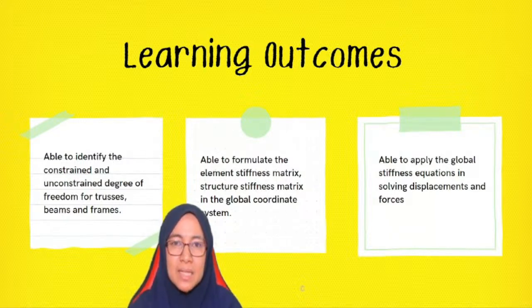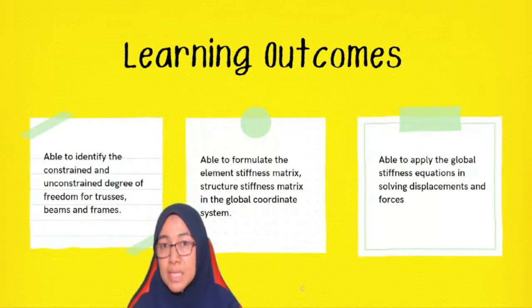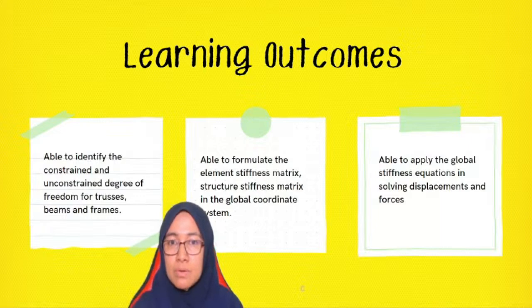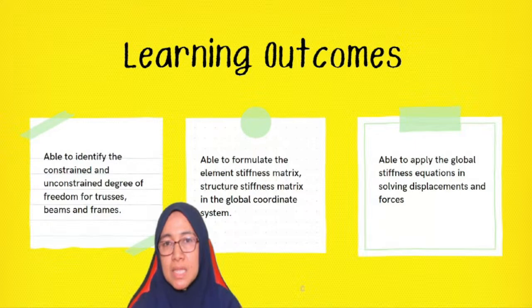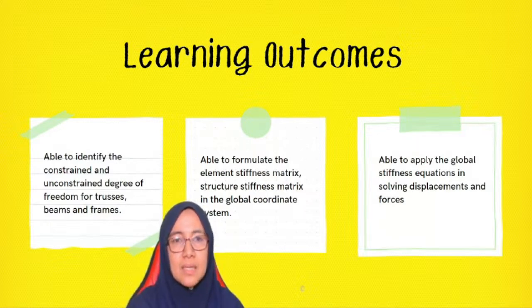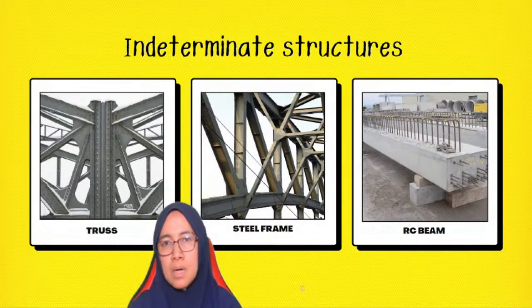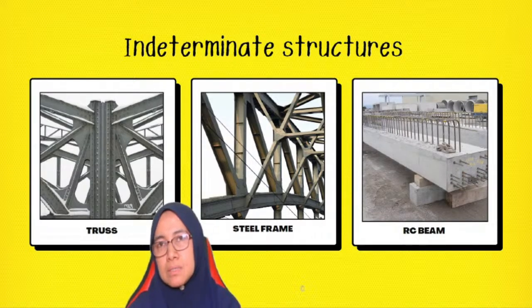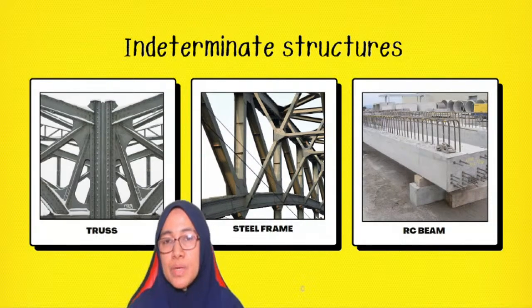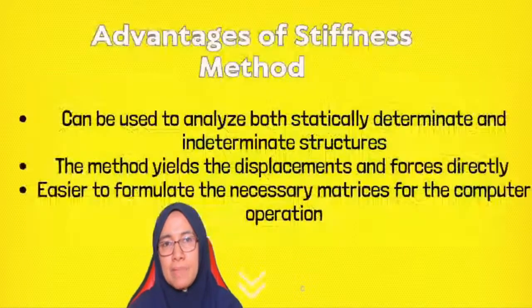So the basic thing that you have to understand is the element stiffness matrix and the structure stiffness matrix. That is very, very important. We will have to produce the structure stiffness matrix, and it must be correct. Because if you produce the wrong stiffness matrix, you will get wrong displacements and wrong forces. So we have to make sure that we produce the right stiffness matrix. So for an indeterminate structure using the stiffness matrix, we will analyze truss, beam as well as frame.